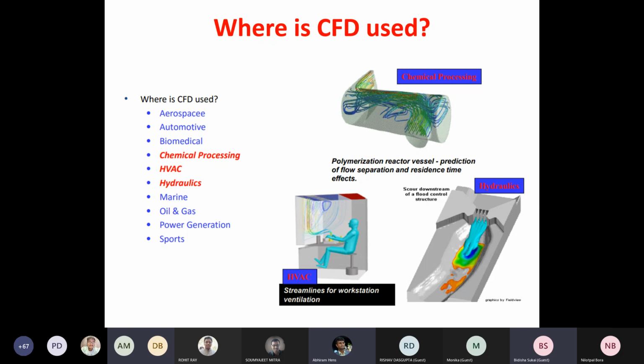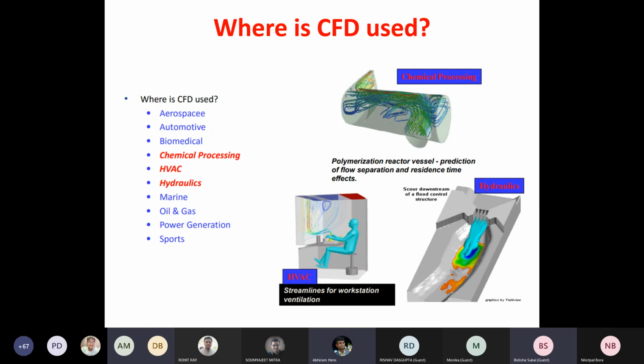Okay, if there is any dead zone, or any scope for improvement of the process, that data can be obtained. For example, this picture shows a polymerization reactor vessel and prediction of flow separation and residence time effects, etc. In a big scale reactor, you cannot do trial and error, but if you develop a proper CFD model, you can change things in the computer. You change the flow rate, you change the temperature, and you can see the effect on the yield finally. Okay, so that is possible.